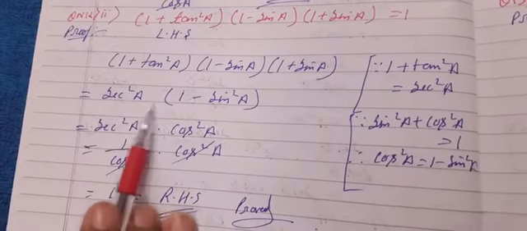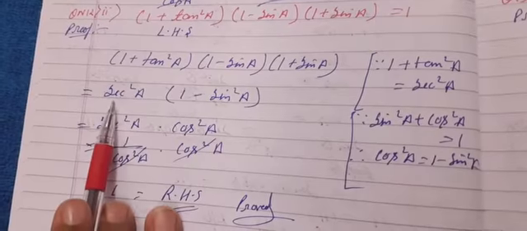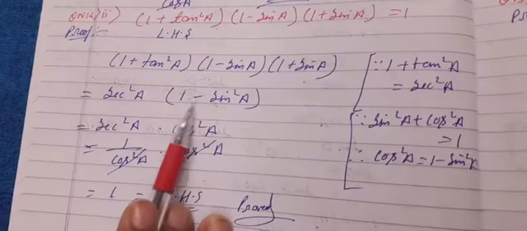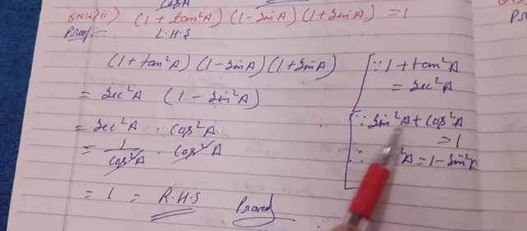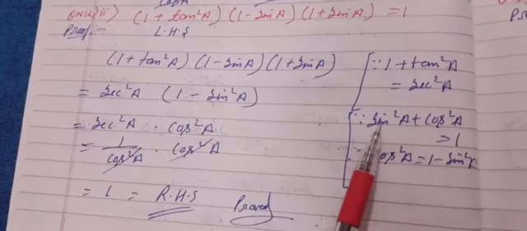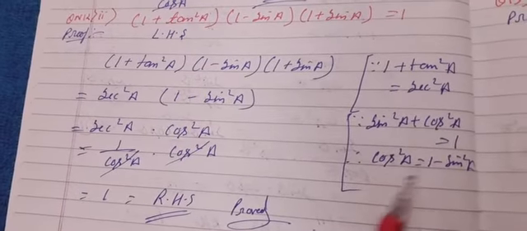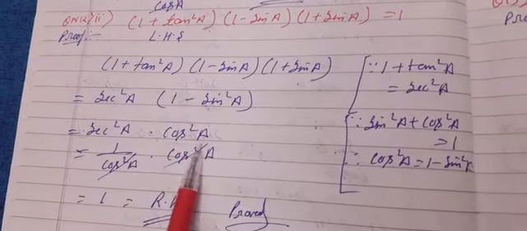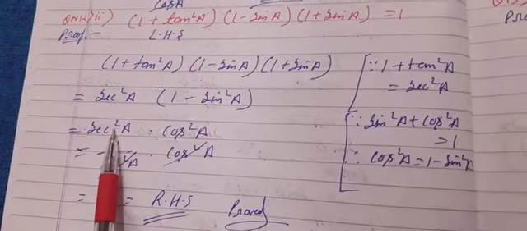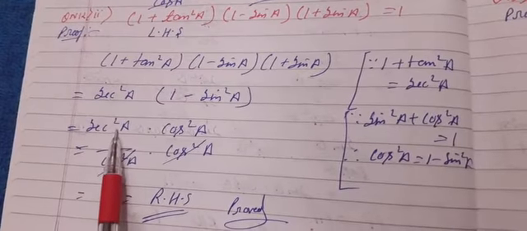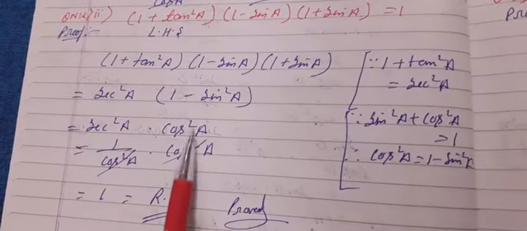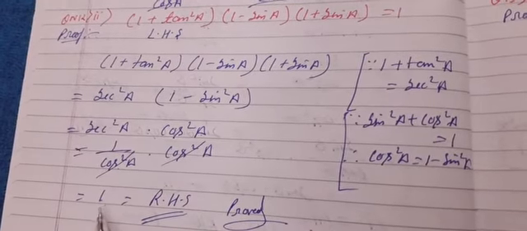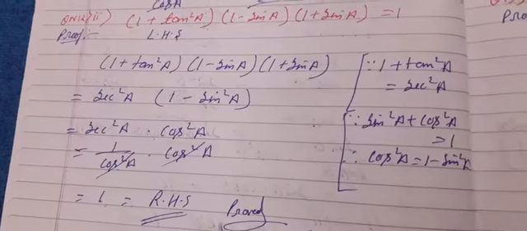Now instead of opening the bracket, what we can do is, 1 minus sin square a means cos square a. So from where did it come? Since sin square a plus cos square a is equal to 1, therefore cos square a is equal to 1 minus sin square a. So in place of this I have written cos square a, and we know that sec a is equal to 1 by cos a, therefore sec square a is equal to 1 by cos square a, and there was already a cos square a, so both the cos square a cancelled, so 1 is left here, and that is equal to RHS, proved.